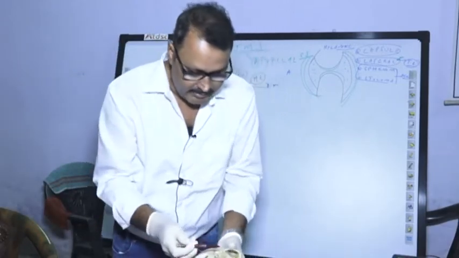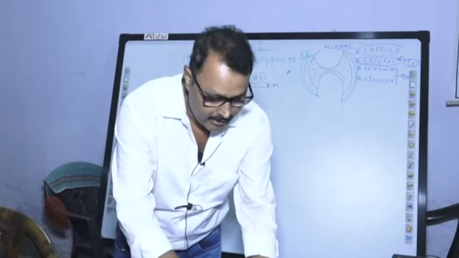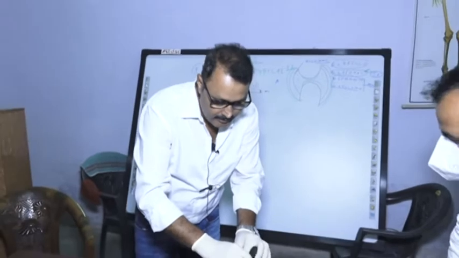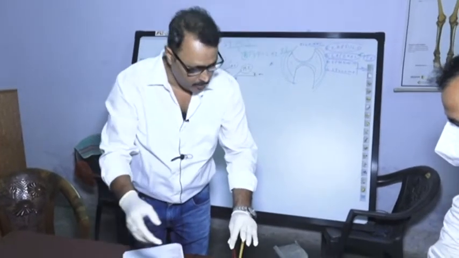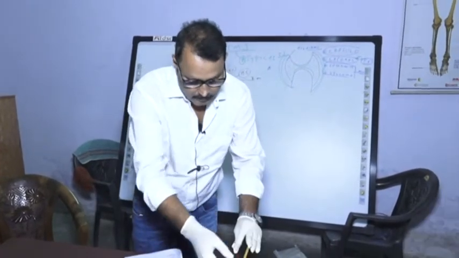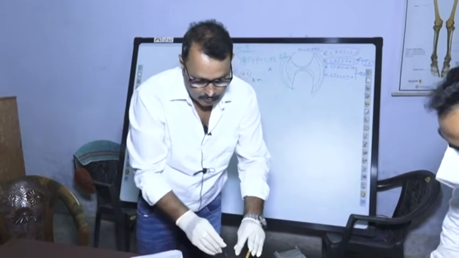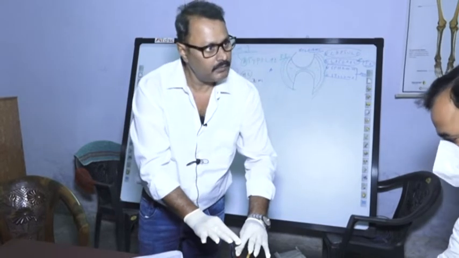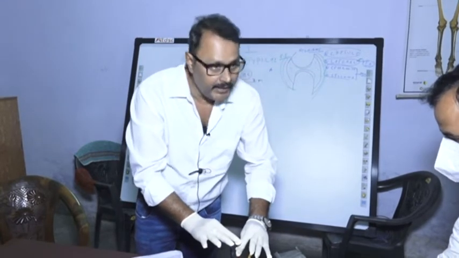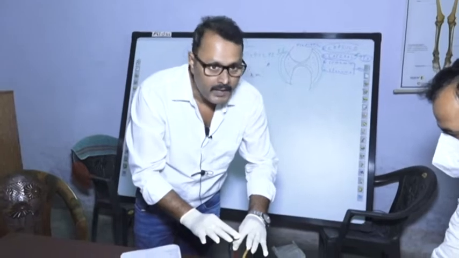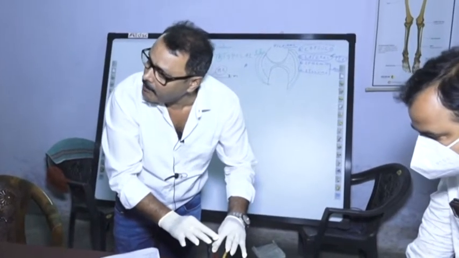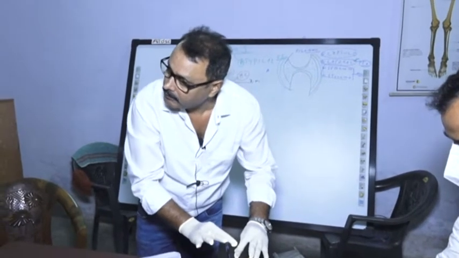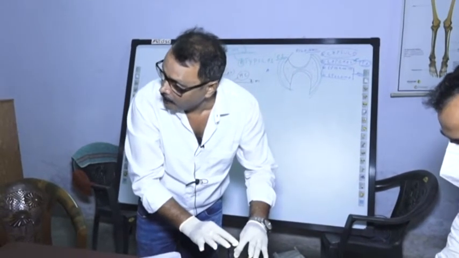See this one. This is the mandibular fossa. Clear? Here we have got the presence of the spine of the sphenoid bone, and here we have got the presence of the styloid process. So, anteriorly we have got the spine of the sphenoid bone. In the middle we have got the temporomandibular joint, and posteriorly we have got the presence of the styloid process.